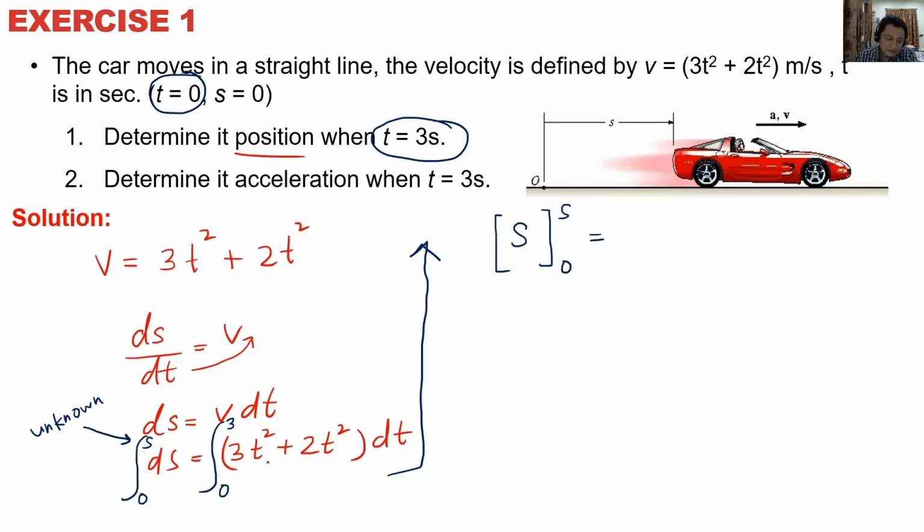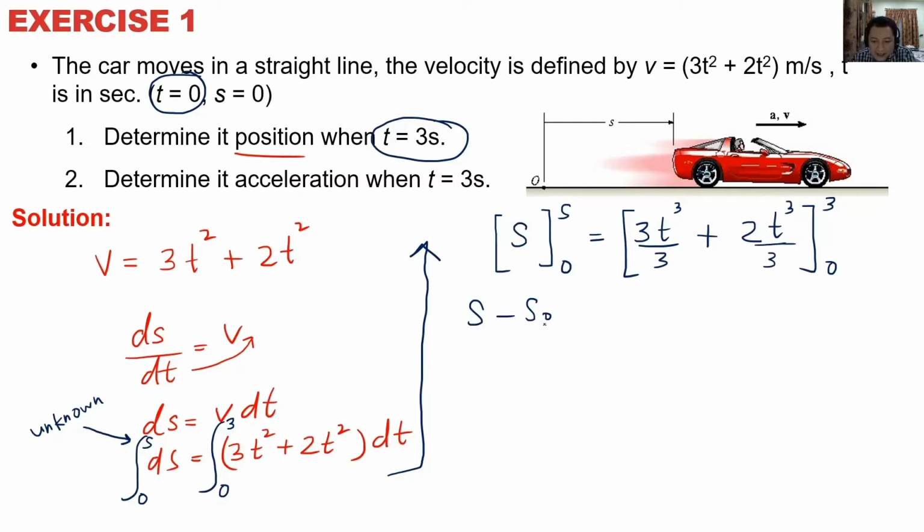This side, there's a difference, right, between integration and differentiation. So you need to remember: 3t squared integrates to 3t cubed over 3, plus 2t cubed over 3. This one you have to evaluate from 0 until 3. So this side you're going to get S minus S naught.